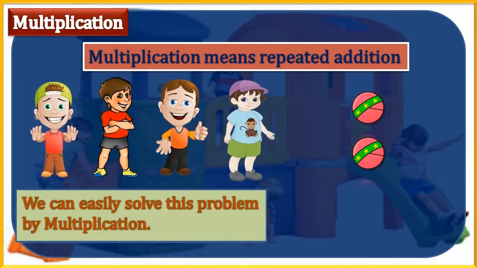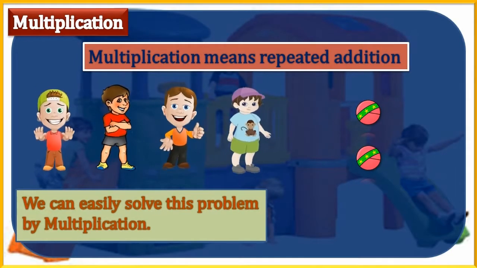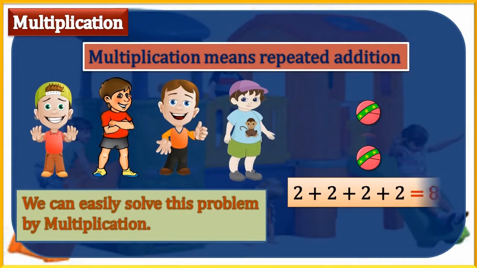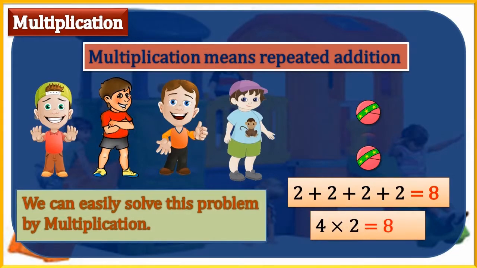So, one boy wants 2 balls and there are 4 boys in total. So, how many balls do we want in all? 2 plus 2 plus 2 plus 2, which is 8. So we can also say that 4 multiplied by 2 equals 8. Here you see multiplication used as repeated addition.